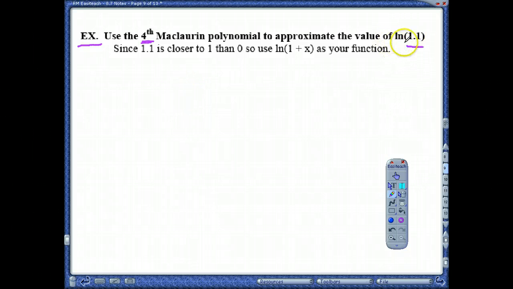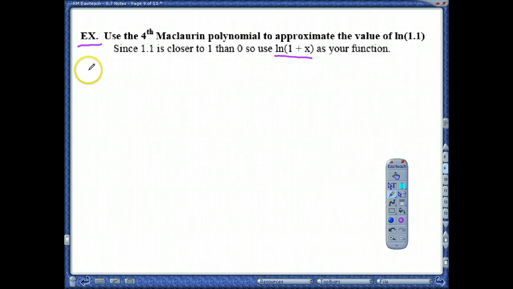We already know that we're going to be working with the natural log. Now, if they ask us to find the approximate value of the natural log of 0.8, 0.1, 0.2, then we're going to use just plain ordinary natural log of x. But because they want 1.1, we're actually closer to the 1 than we are the 0. So finding the polynomial based on the natural log of x probably isn't our best bet. So we're going to use the natural log of x plus 1, as suggested right here.